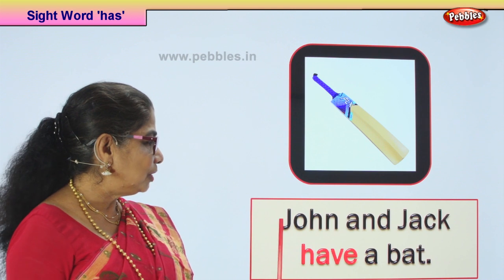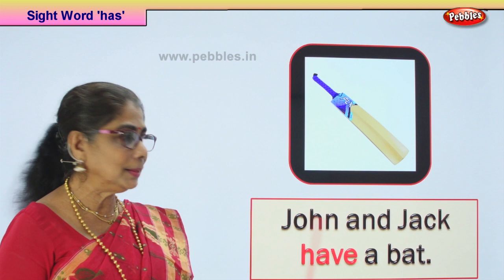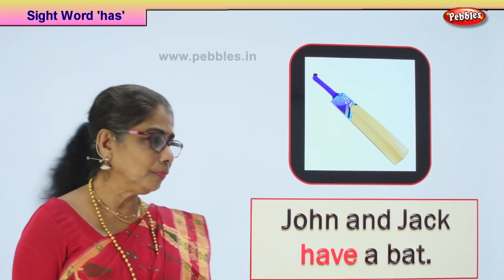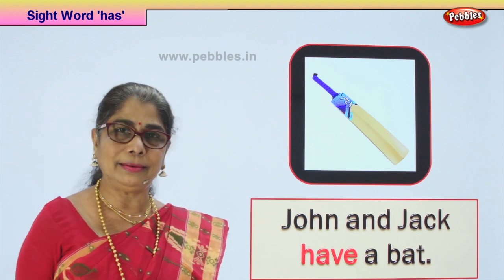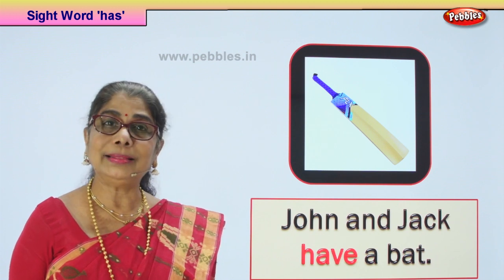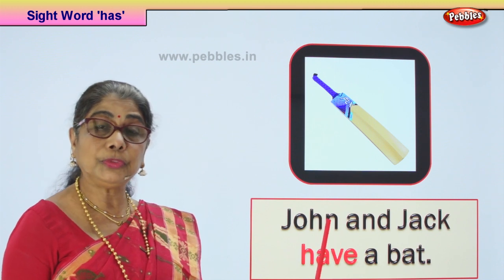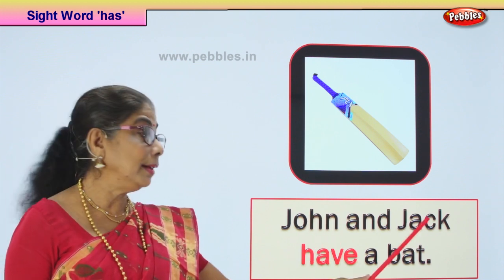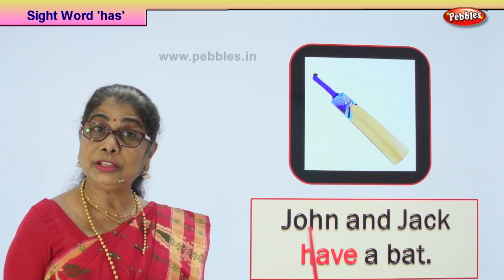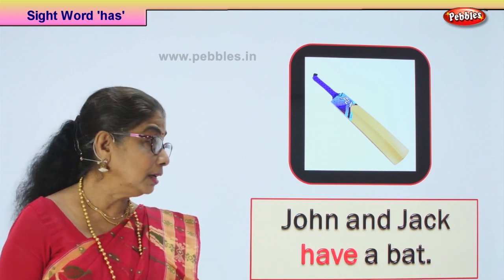Alright. The John, J is capital letter. It's the name of a person. Jack, capital letter, name of a boy. Then you have a full stop at the end. Let's read the sentence with the sight word have. Read with me. John and Jack have a bat. Read it again. John and Jack have a bat.